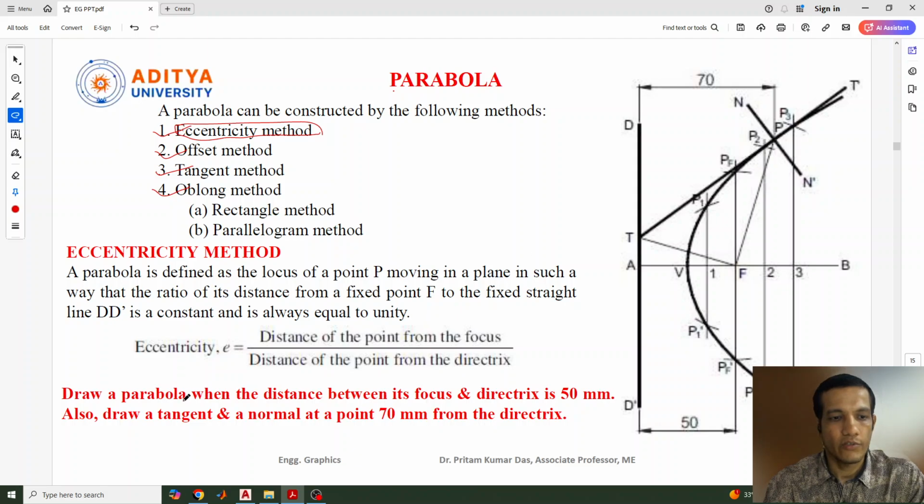The question will be given in such a way: draw a parabola when the distance between its focus and directrix is 50 mm, and also draw the tangent and normal at a point 70 mm from the directrix. Tangent and normal are quite simple; I have completed them in a previous lecture. So let's see how to draw a parabola by the eccentricity method.